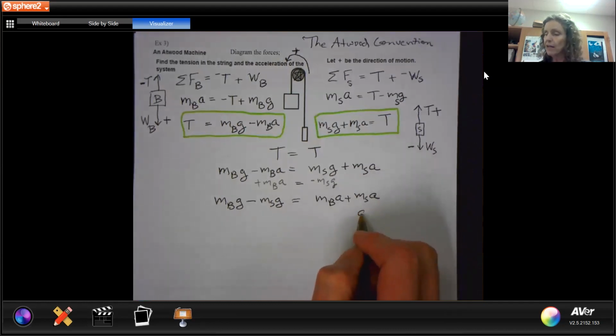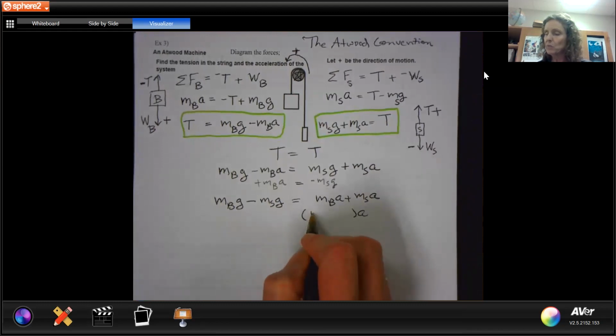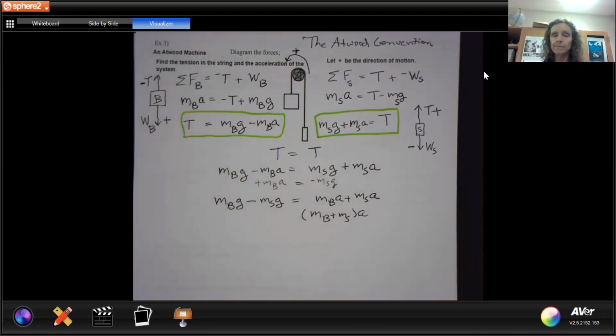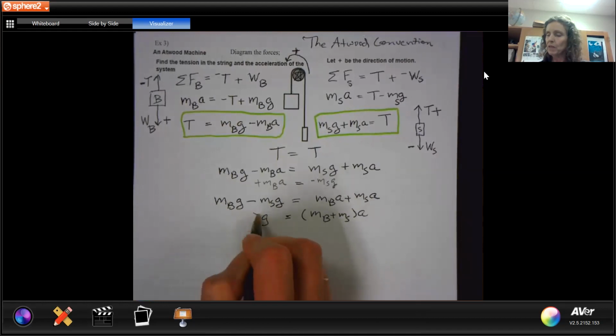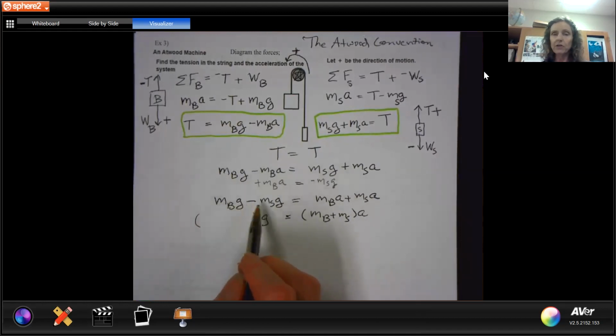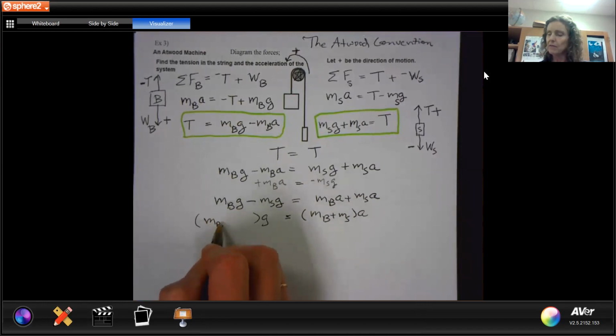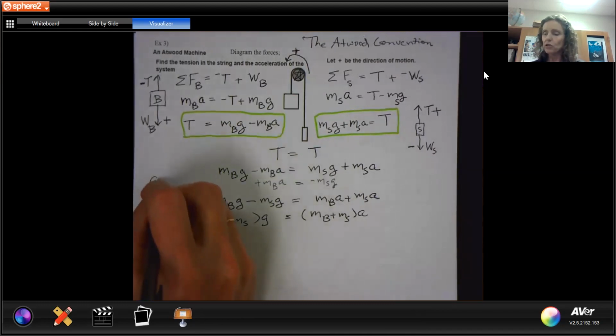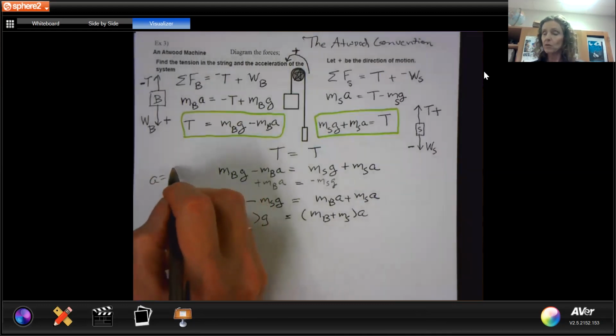So let's factor out an A. When I do that, this becomes big mass plus small mass. Over on this side, let's just factor out a G too, since we're using parentheses. This becomes, instead of the difference in the weights, it looks like inside the parentheses, I can see the difference in the masses. And I'm starting to see Newton's second law of motion. Can you see it? Newton's second law of motion says A is equal to, the acceleration is equal to the net force divided by the mass.